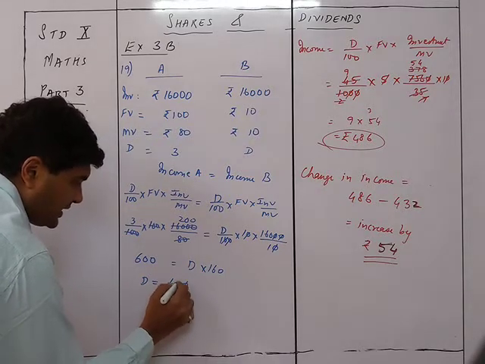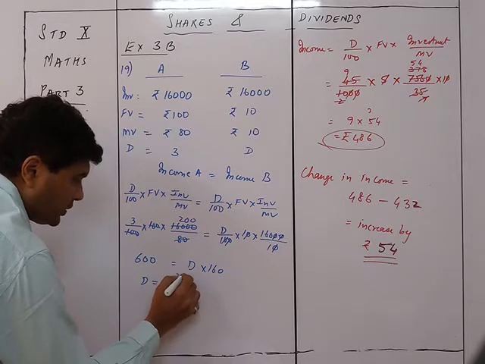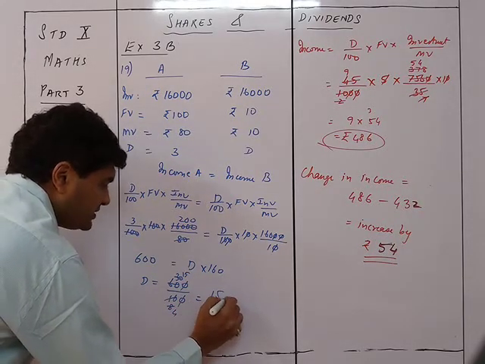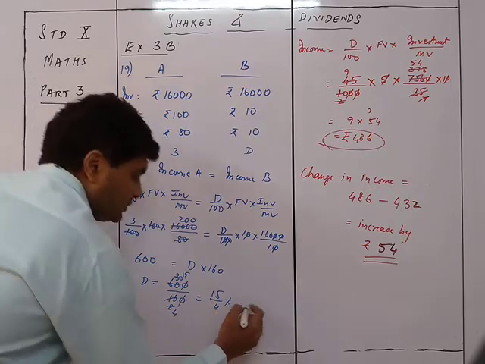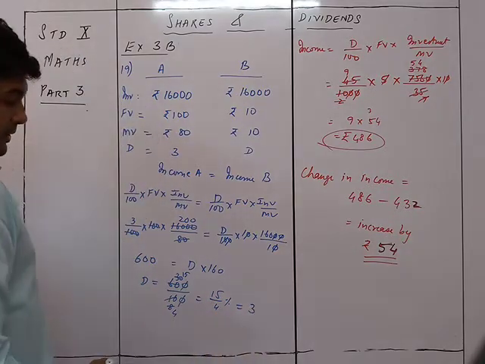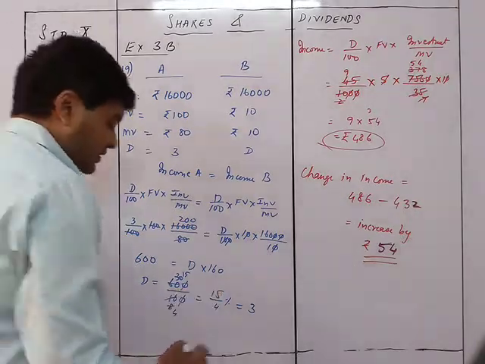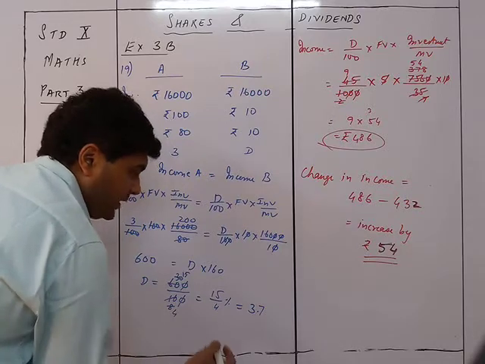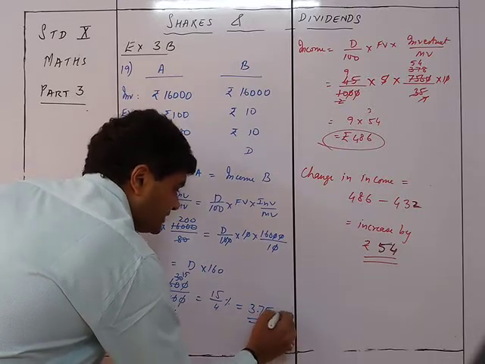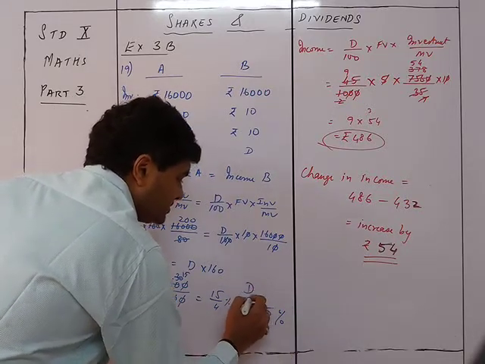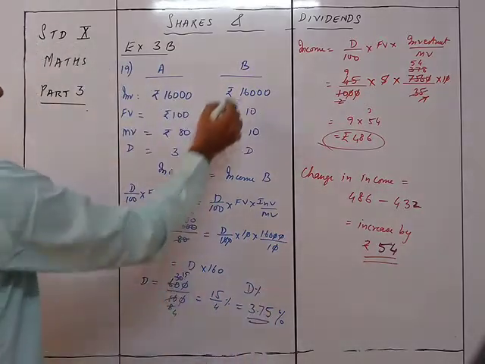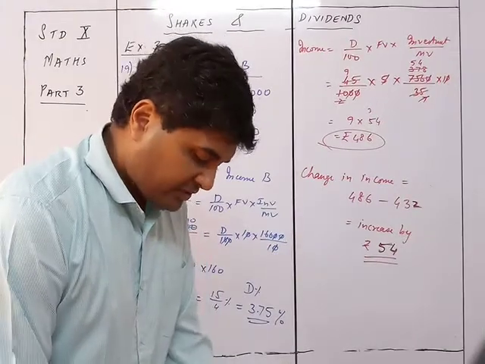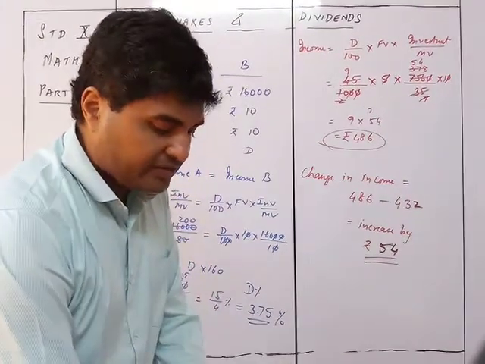So D is equal to 600 upon 160. So 8s are, 30s are, 4s are, 15s are. So that's 15 upon 4 percent. 3 4s are 12, and then 30. 7 4s are 28, and then 20, so 5. So 3.75% is the D percent of B. So the dividend percent of the second share is going to be 3.75%.